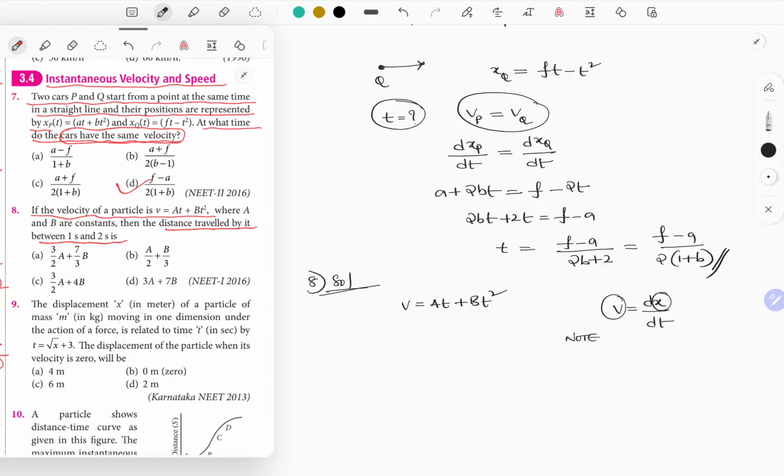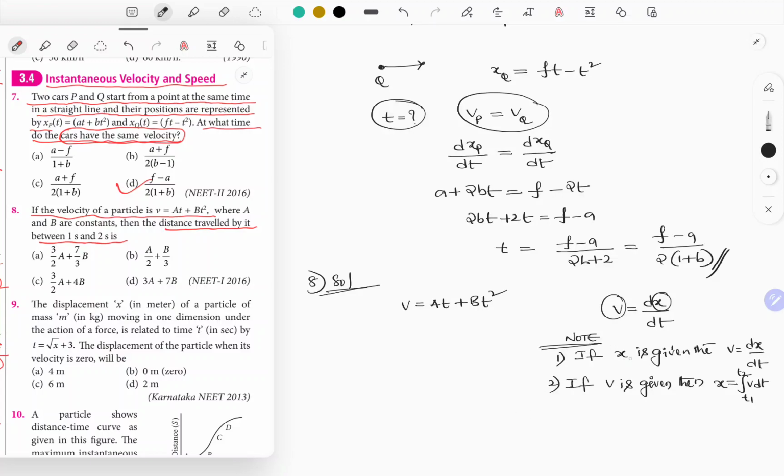I'll write a note here. If x is given, then velocity is equal to dx by dt. The given position you have to differentiate with respect to time. One more point: if v is given, then x is equal to the integral of v dt, that is from t1 to t2. X is equal to the integral from t1 to t2 of v dt. So this is the process.